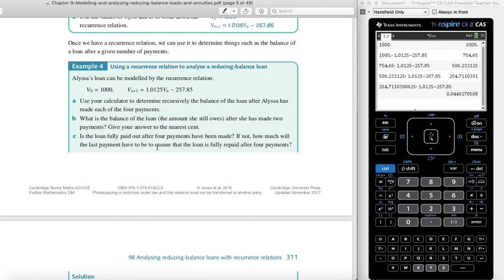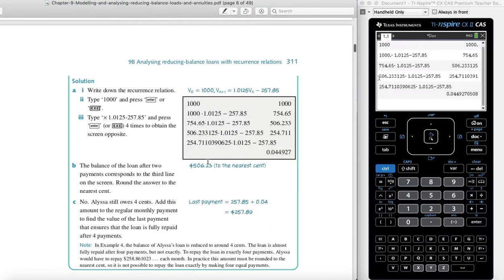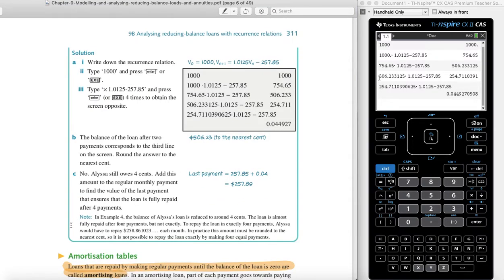If not, how much will the last payment have to be to ensure that the loan is fully repaid after 4 payments? So you're going to have to add just 4 cents onto this, so it's going to be $257.89 for the last payment, which is what they explain down here.